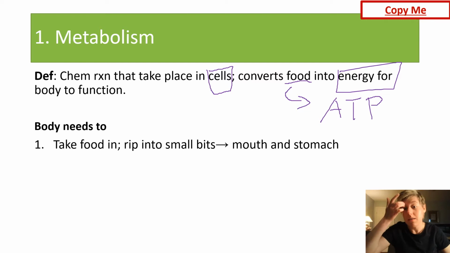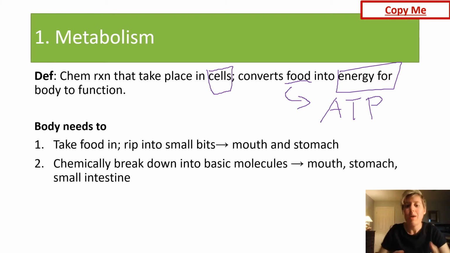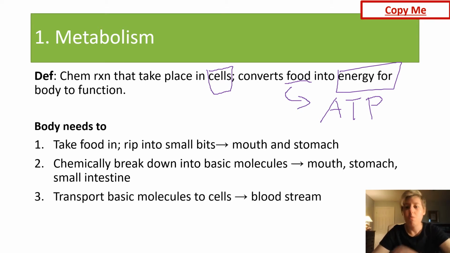So why do we have metabolism? Well, your first thing is the body needs to take in the food, rip it into small bits. So that happens in the mouth and stomach. Not only do we have to take the food and rip it into smaller pieces, but we have to chemically break down that food. So we have to take the small pieces and break them down into those basic molecules that your body can process. Then we need to transport those basic molecules from the small intestine, where they get absorbed, to all of your cells in your body. And the system that does that is your bloodstream, so our cardiovascular system.